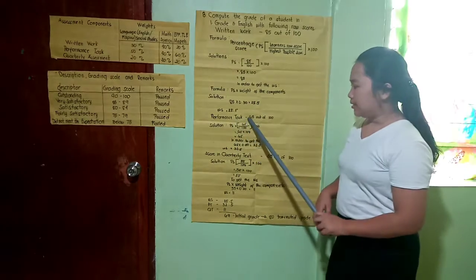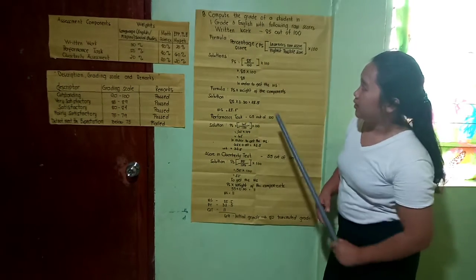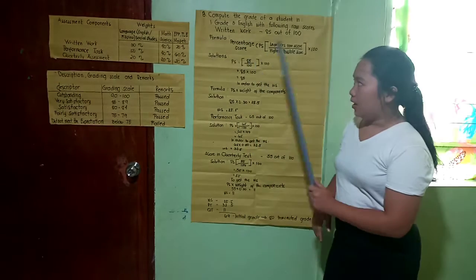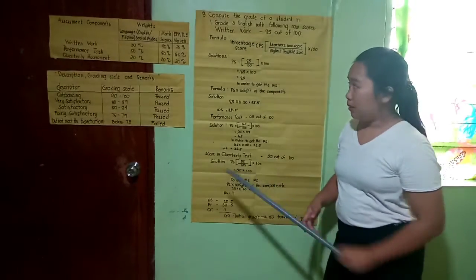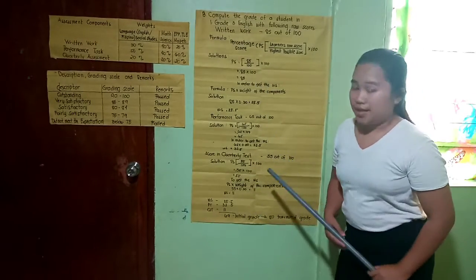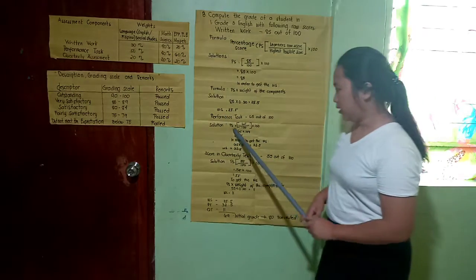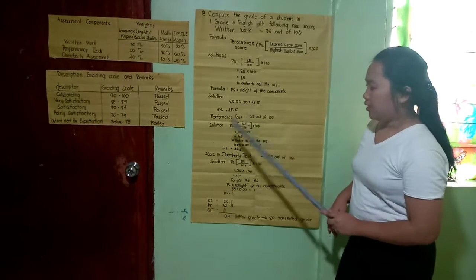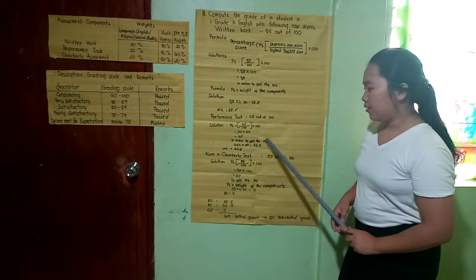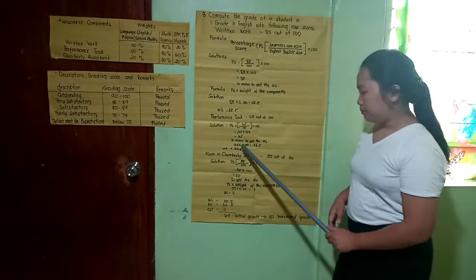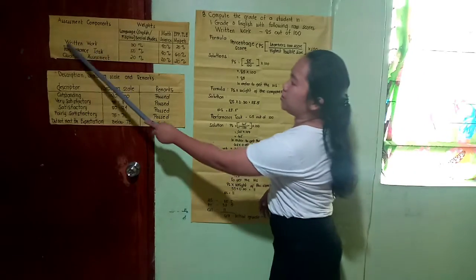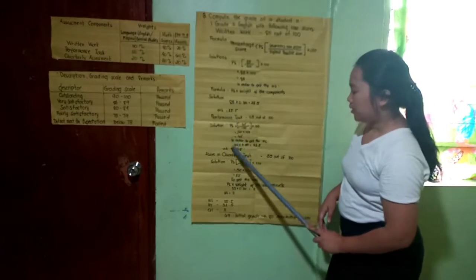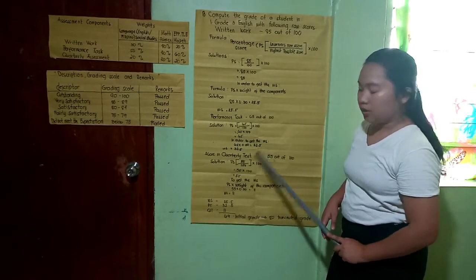Performance task. The Grade 5 student got 65 out of 100. The formula to get the percentage score is the same. So the solution is 65 divided by 100 is 0.65 times 100 equals 65. In order to get the rating score, 65 times 50%, which is the corresponding weight of the component. So 65 times 0.50 equals 32.5.